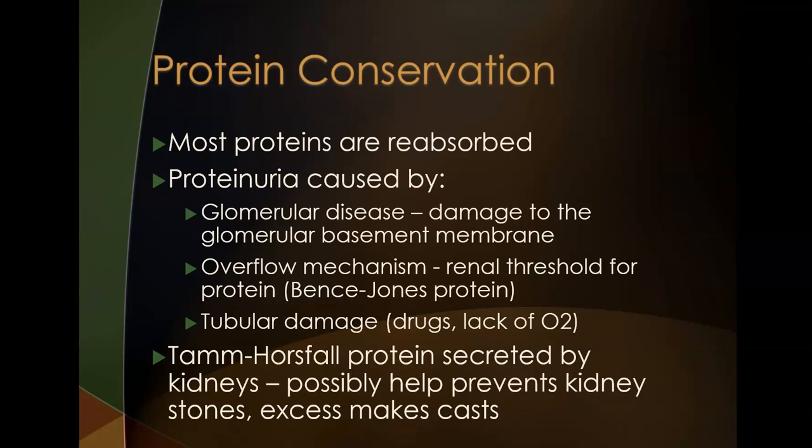So instead of being glomerular damage or overflow, we're into the tubules. And tubular damage can be caused by drugs and by lack of oxygen. So we have circulation compromised in the kidneys. Tamm-Horsfall protein is secreted by the kidneys, and it's possibly to help prevent kidney stones, and an excess of the Tamm-Horsfall protein makes casts.